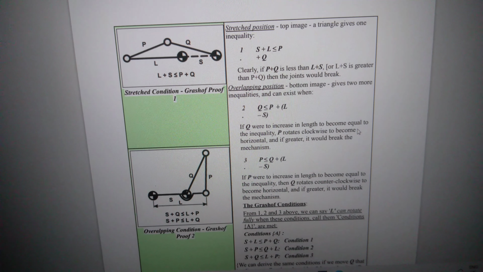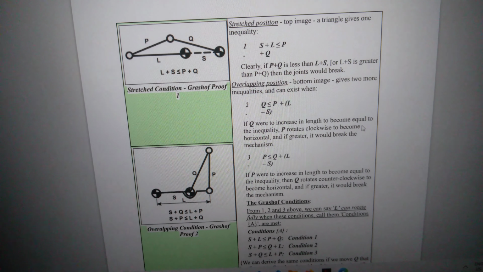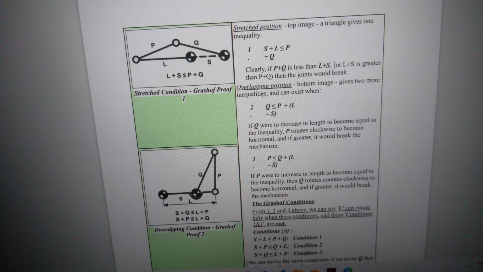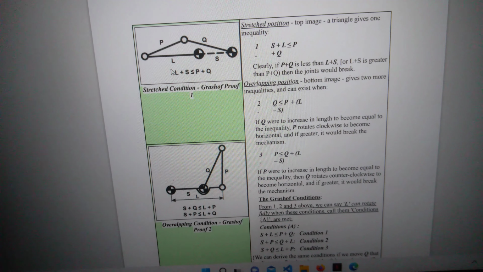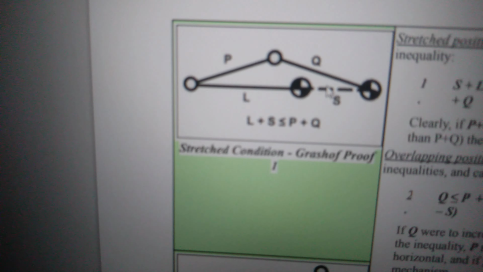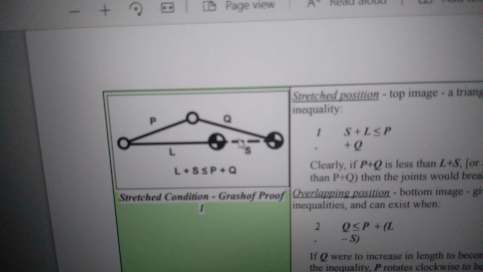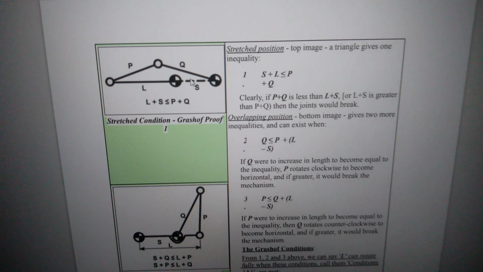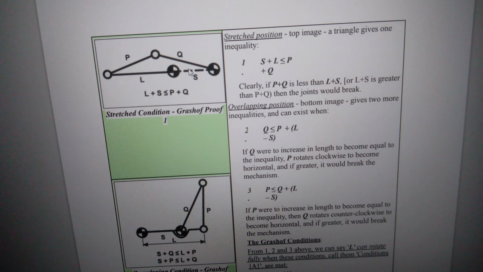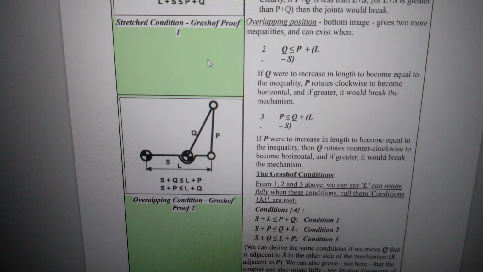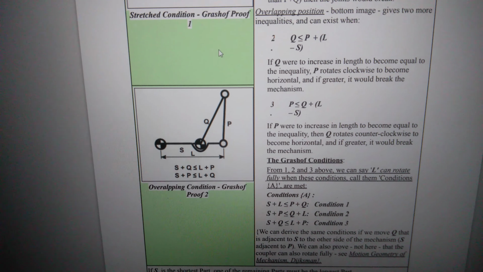The first position is the stretched position, which is the triangle inequality theorem. According to it, the sum of two sides of a triangle should always be greater than or equal to the third side. So this is what is happening in the stretch position. In the second position, we have the overlapping position, which gives us two inequalities.